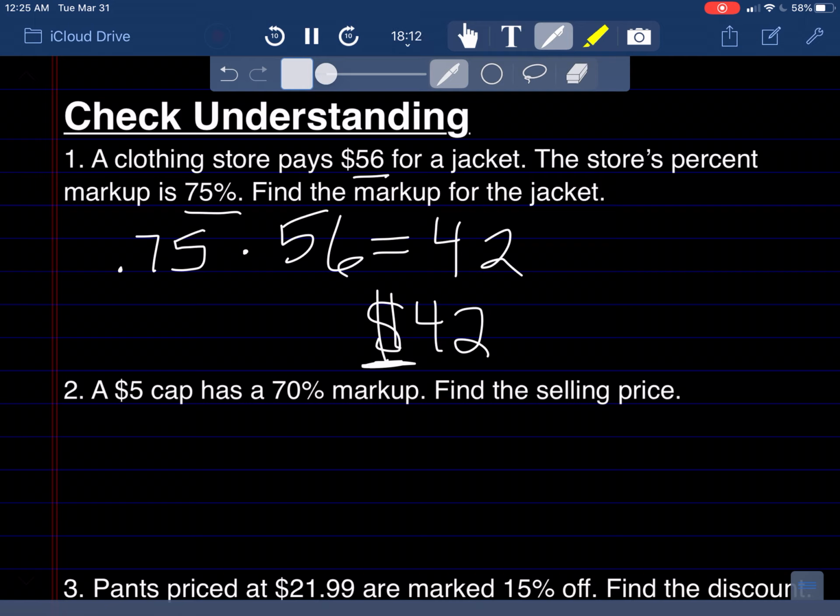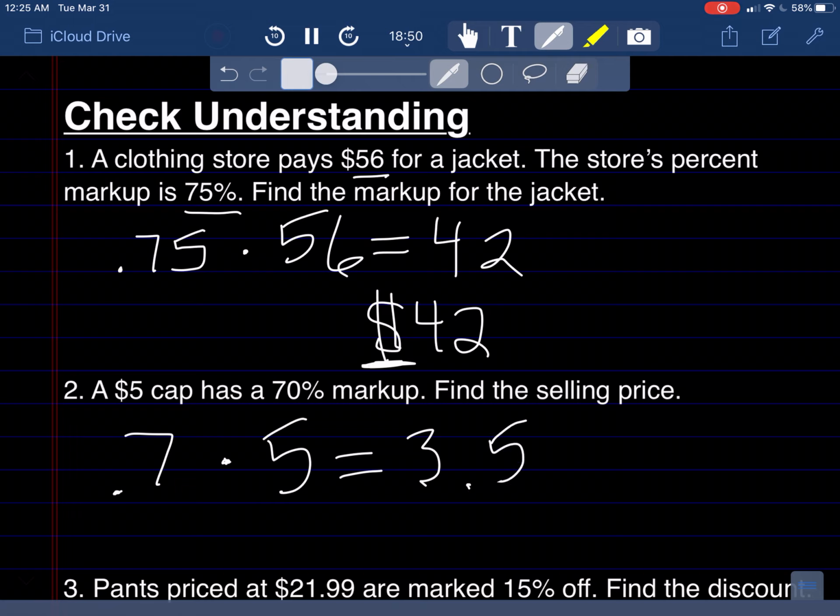All right, so for number 2, we're doing example 2, so we're finding the selling price. So a $5 cap has a 70% markup. So this one, sorry, they didn't give us the markup. So first things first, we need to find the markup. So we take our percentage as a decimal, so 70% as a decimal is 0.7. We multiply it by the store's price, which was $5. Okay? So when we multiply that together, you should have multiplied 0.7 times 5, and you should have gotten 3.5.